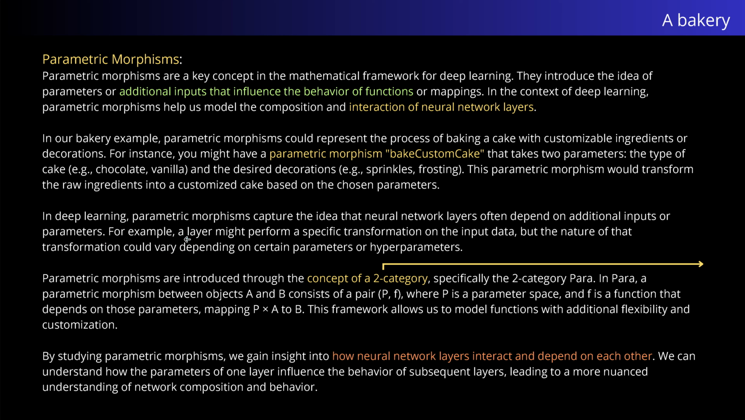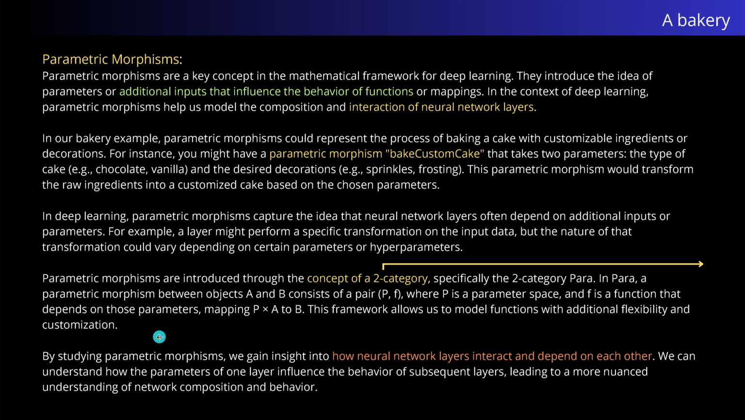There's an interlink here to the concept of a two-category, especially to the two-category para. And in para, this is a parametric morphism between object A and B. It's a little bit complicated. Just say, okay, this is here connected to a two-category. And I'll show you an example later on. So, simple.